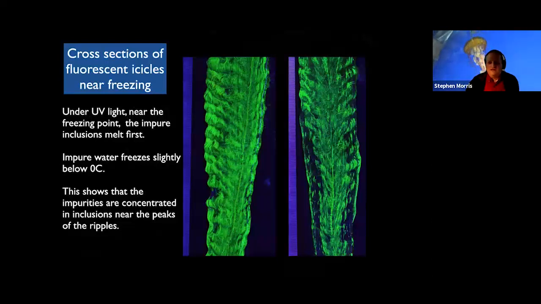Now, if I look at a dyed sectioned icicle, you see that the dye actually ends up preferentially where the inclusions were in the previous picture. And so we believe that those are actually inclusions of impure water separated by pure water. So the dye ends up on the peaks of the ripples.